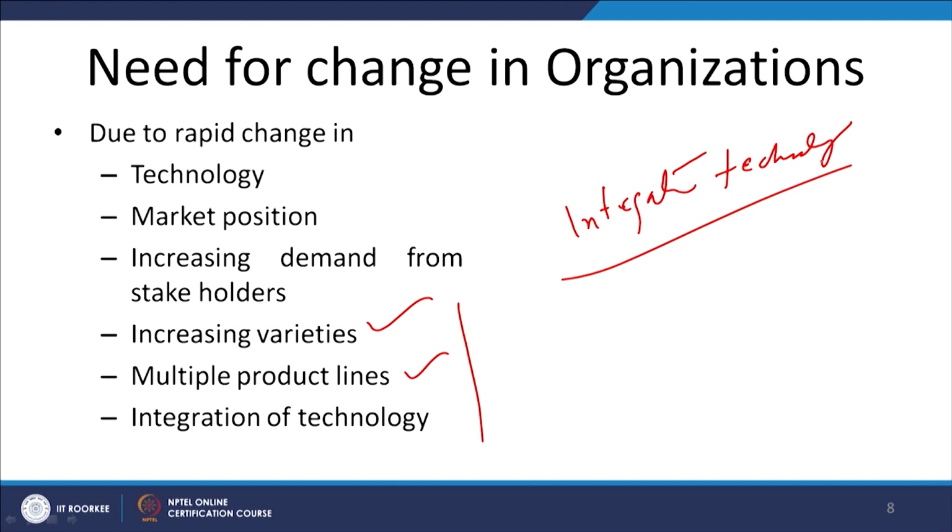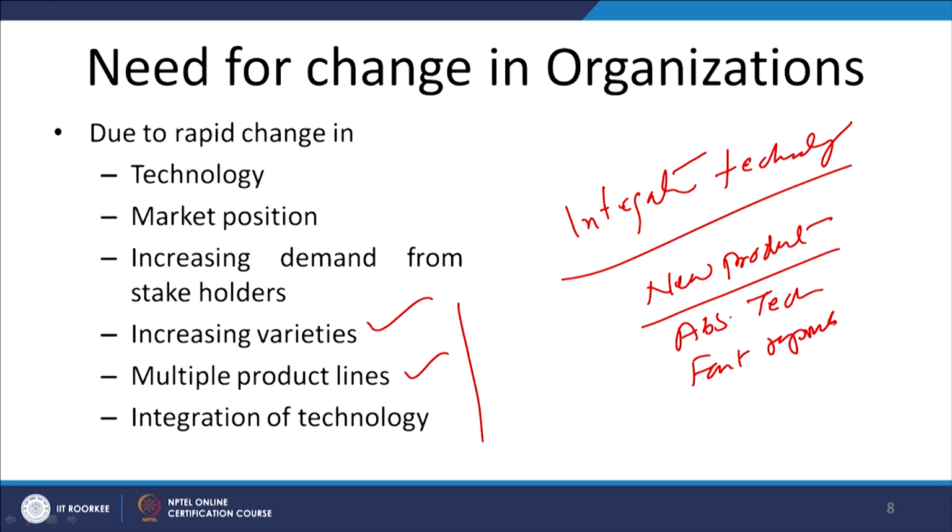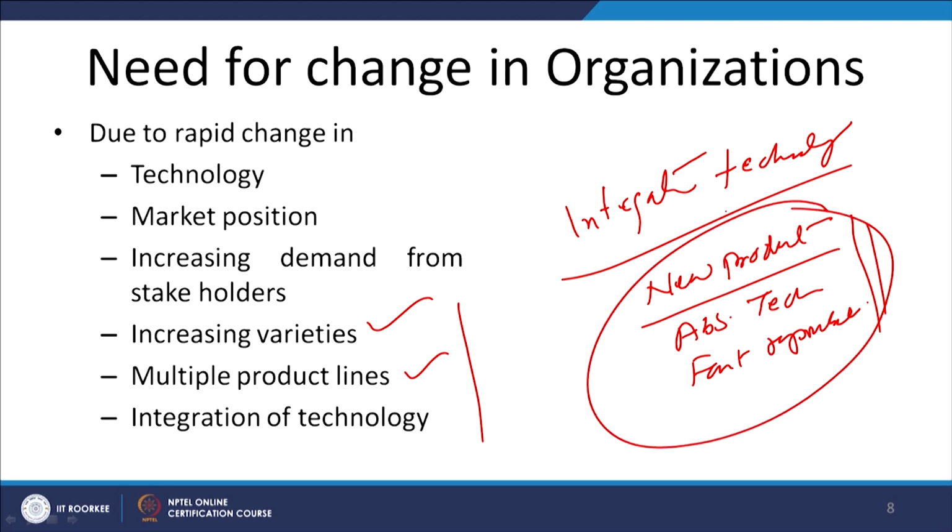To deal with these things, it is required to have a different kind of approach for developing newer products, for absorption of the technology in the organization, and for fast response to the customers. This is the need. And if the structure of the organization is not designed to deal with these requirements of the market, then organizations will go off the market, which means they will vanish. They will not be able to survive in the market. So, these are the factors which are forcing the organizations to go for a change.